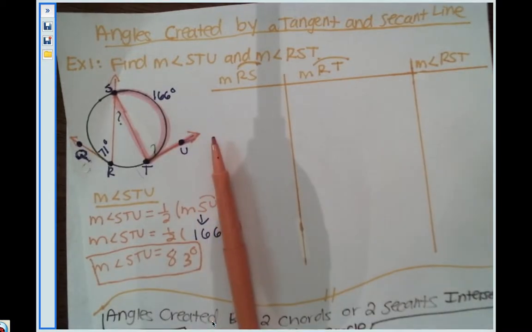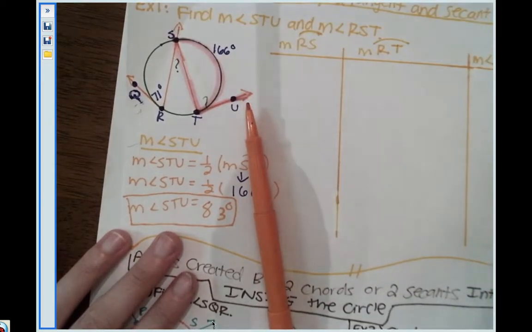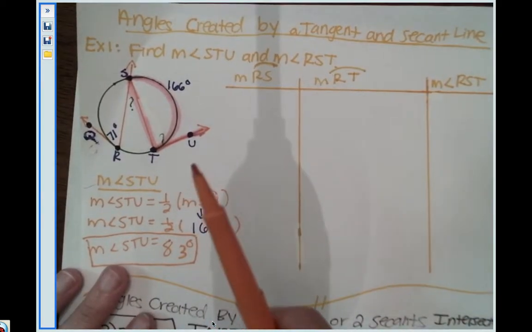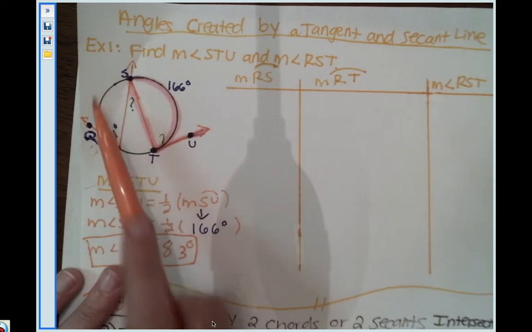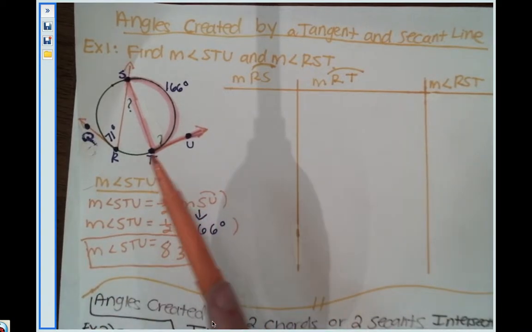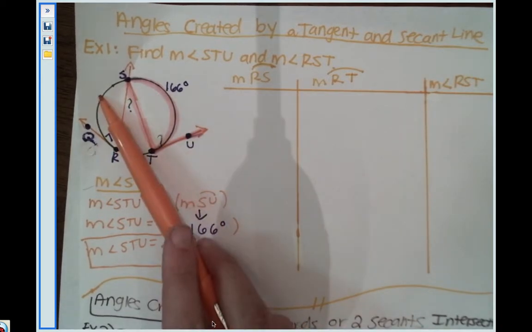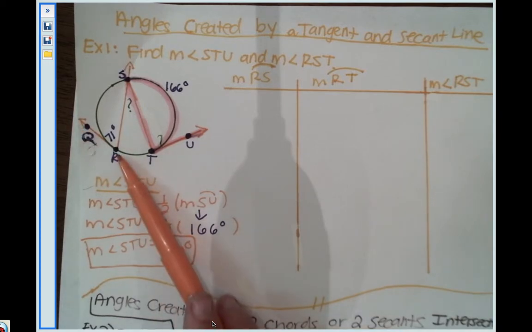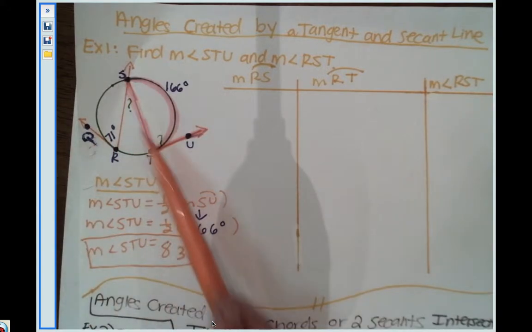But you're probably like, Miss Long, we don't have a measure for RT, so how can we even find this angle? Well, we're going to use other arcs in the circle to help us get there. If I know these two arcs, arc RS and arc SU, I can find RT, because what do all the degrees of a circle add up to equal? In fact, it is 360 degrees. So if I subtract those two arcs from 360, I'll get arc RT, and once I know arc RT, I will know angle RST.